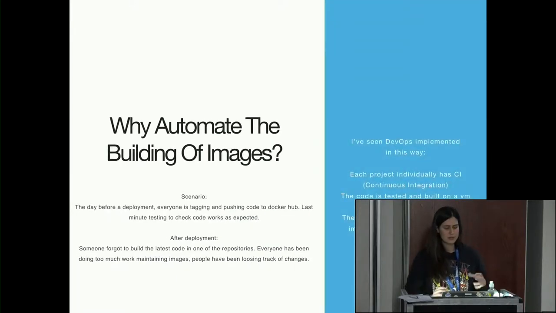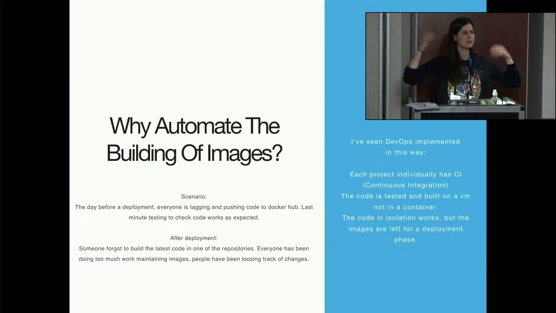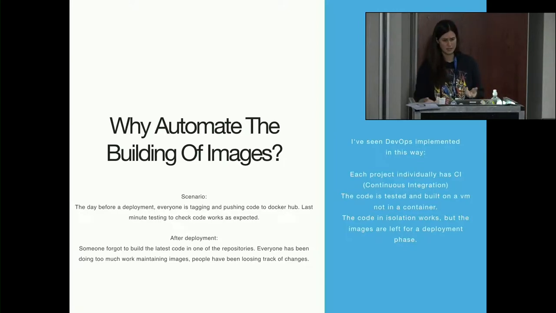So why automate the building of these images? An issue I've noticed with some teams: the day before deployment, everyone is tagging and pushing code to Docker Hub. The code all works. We've got continuous integration set up on the code level, but not on a container level. So we don't actually know how that container is going to behave once we send it off into the wild, but we know the code is great. Then after deployment, someone forgot to build and tag the latest code.